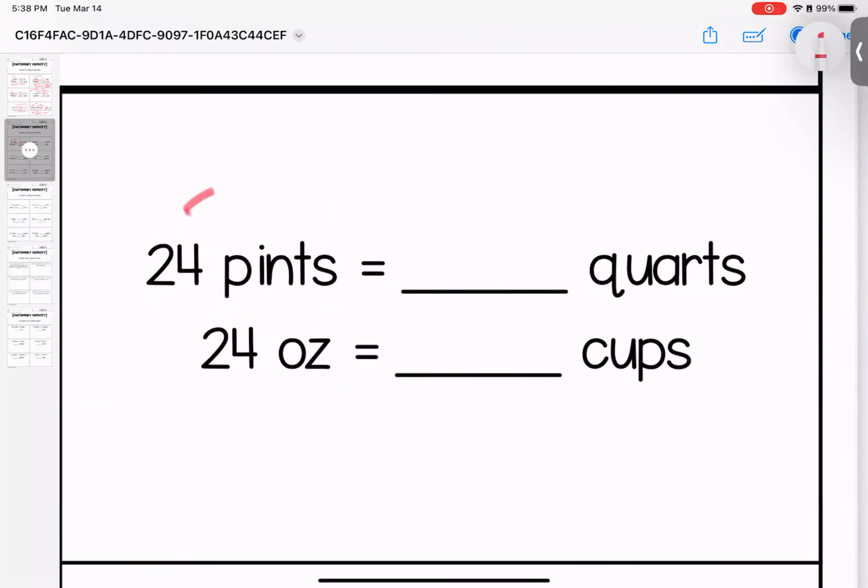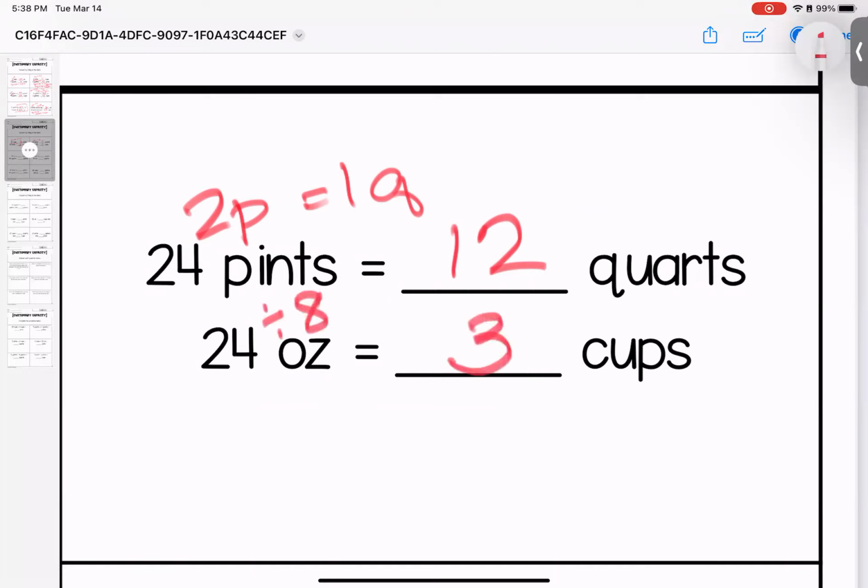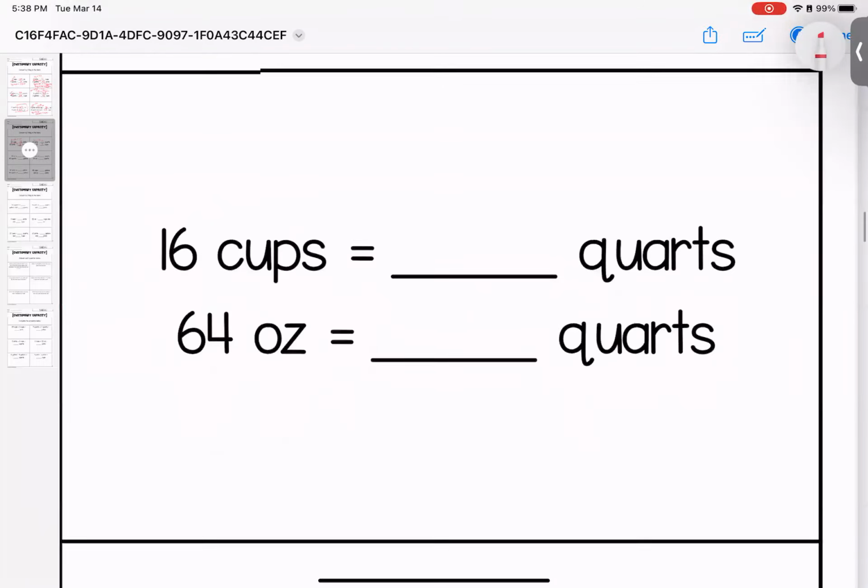Pints to quarts, every 2 pints is equal to 1 quart. So I'm going to cut this in half. Half of 24 is 12. And if every one of my cups is 8 ounces, 24 divided by 8 gives me 3 cups. 1 cup is equal to 8 ounces.